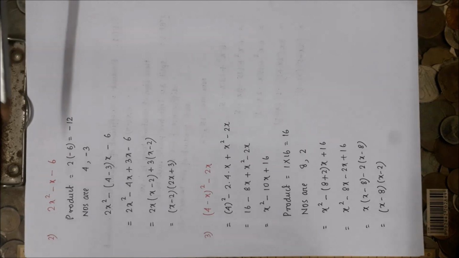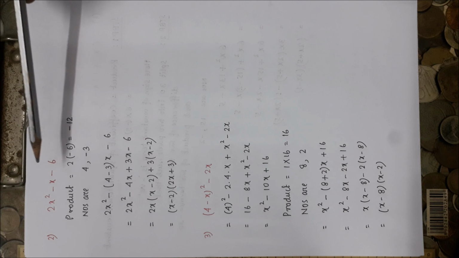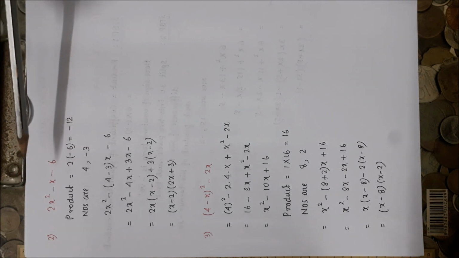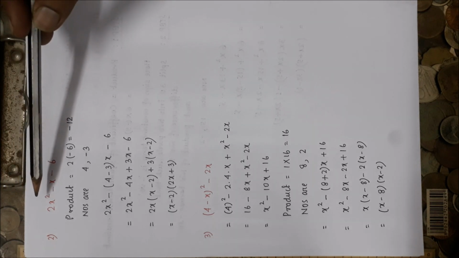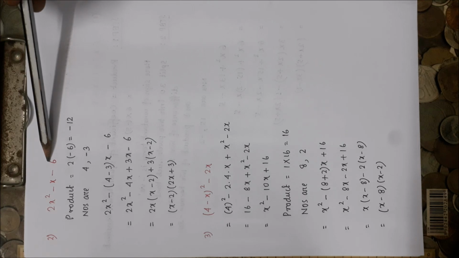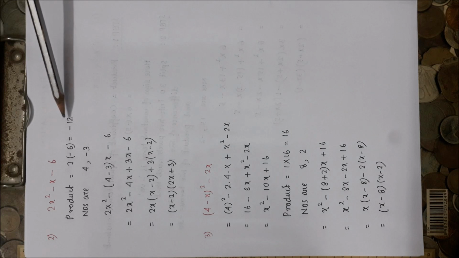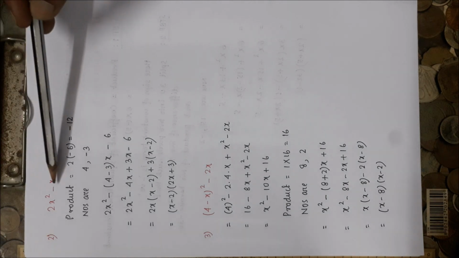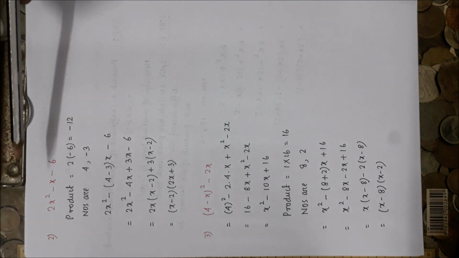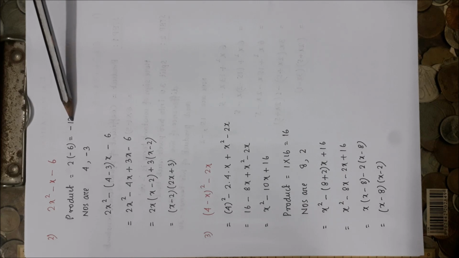Let us take another example. 2x square minus x minus 6. Now if you recall the process, first we need to find the product of coefficient of x square, that is 2, into constant term which is minus 6. So 2 into minus 6 equals minus 12 and here the number is 1. So 4 minus 3 equals 1, and if you multiply 4 into minus 3 you will get minus 12.